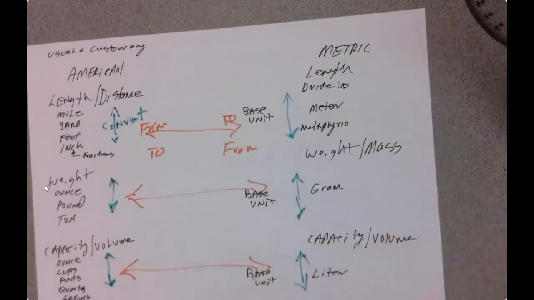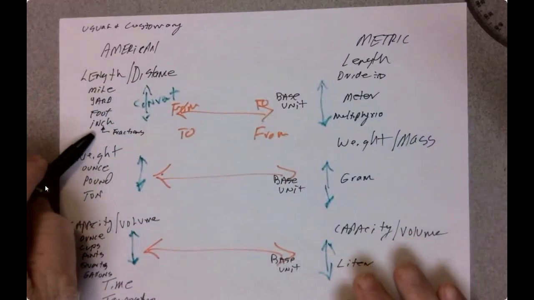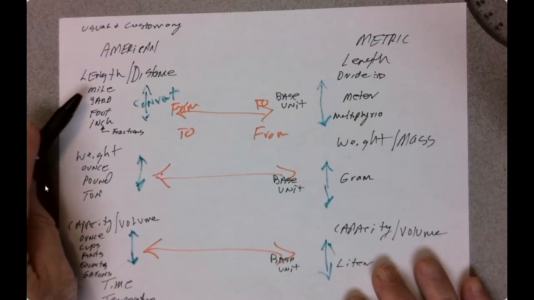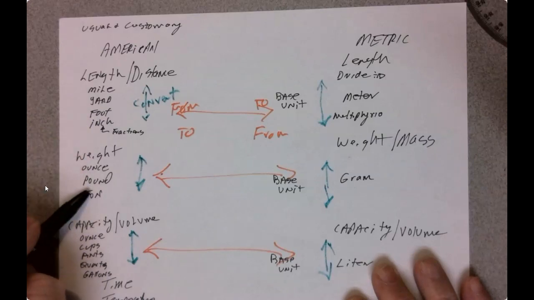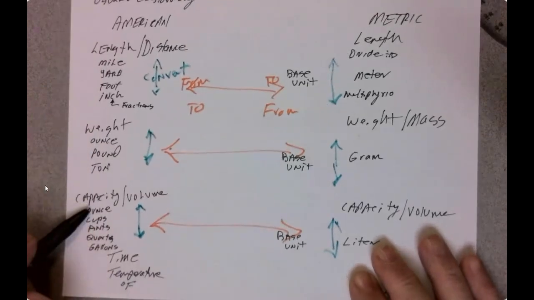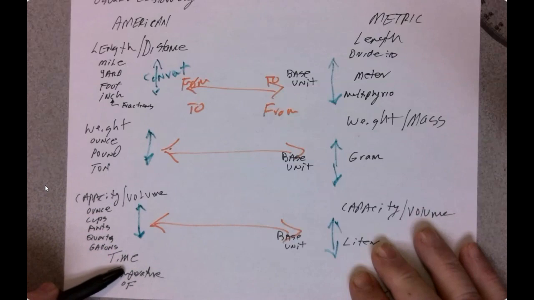And the American system uses individual units of measure based on the size of the measurement. A long distance, we'd use a mile. A short length, we'd use an inch. A large amount, a ton. A small amount, an ounce. A large amount, a gallon. Time is seconds, minutes, hours, days. Temperature, we use the Fahrenheit scale.